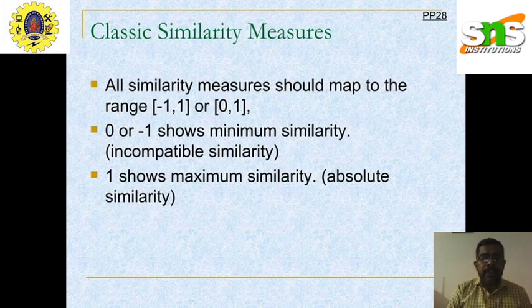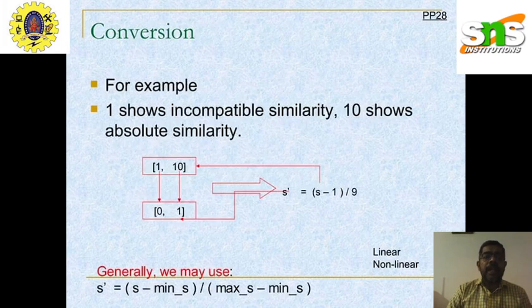So 0 shows minimum similarity, or we may say incompatible similarity, and 1 shows maximum similarity. This way we can classify the similarity measures. And then, what conversion happens in the similarity measurement? Earlier, one showed incompatible similarity in the range of a 1 to 10 scale.